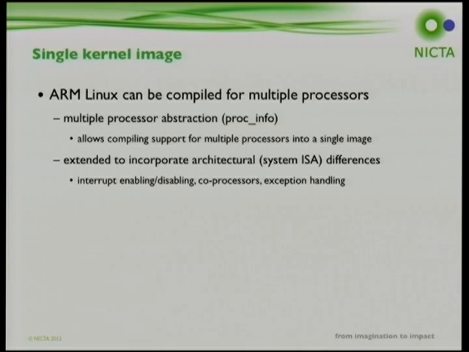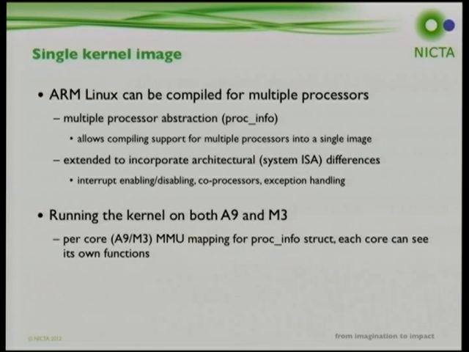However, this didn't quite cover all the differences between the Cortex A9 and M3s. There were some architectural differences which weren't covered by that, like interrupt enabling and disabling. We also had to provide two sets of exception handling. The M3's exception handling is very different from the A9's, so we needed to include both of them. And then we needed to be able to get the A9 to run and look at the A9's version of this struct, and the M3 to run looking at the M3's version of these functions.